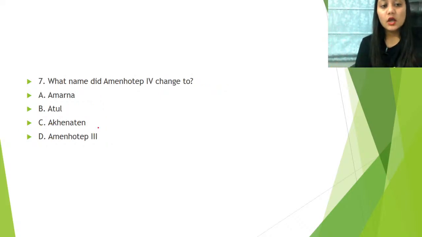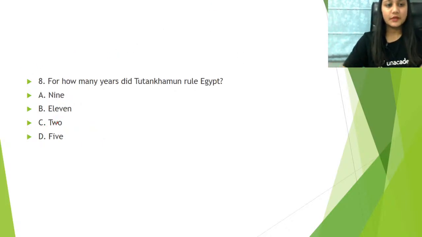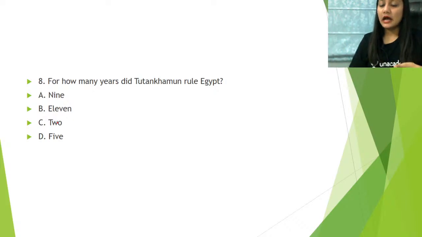Question number 7 is, what name did Amenhotep 4 change to? To Amarna, to Atul, to Akhenaten, or Amenhotep 3? Nayan is going with 7C. Okay. What about the rest of you? Nidhi is also going with 7C. That's okay. We'll tell you the answer later. What about the rest of you guys? Entrepreneur is also fine with C option. Okay. So, Sujal, Ankit, everybody, perfect. That is definitely C. For how many years did Tutankhamun rule Egypt?